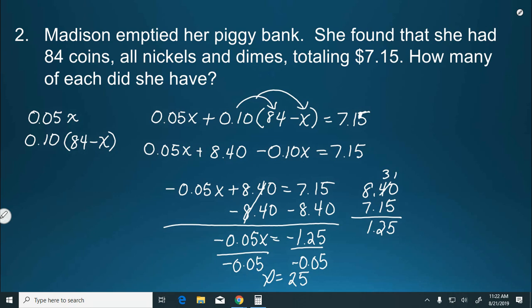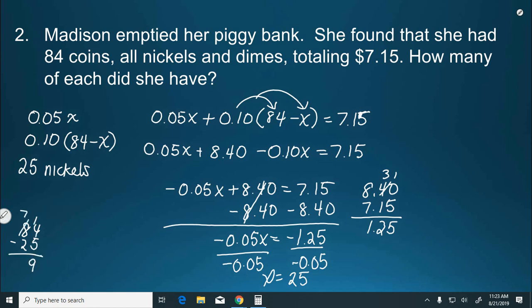So now I'm going to make sure I can figure out the number of nickels and the number of dimes. So I know I have 25 nickels and 84 minus 25 dimes. So 84 minus 25.